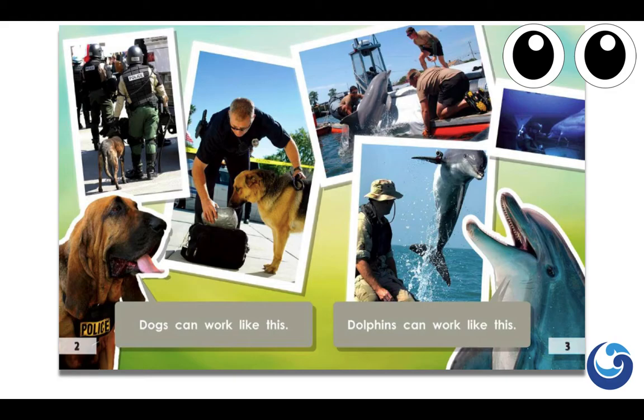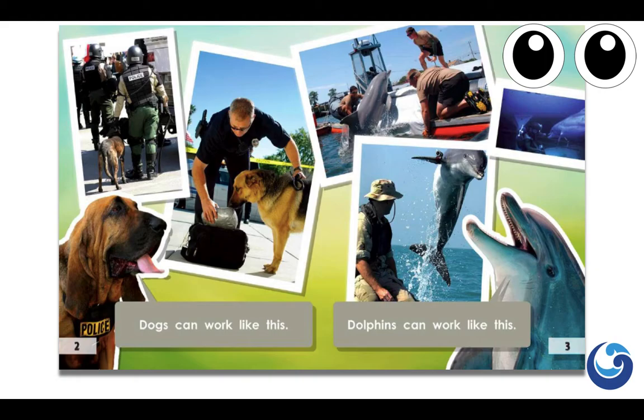If I was going to read this text, I would get my good reading finger, and I would slide it from the left to the right as I read, like this. Dogs can work like this. Dolphins can work like this. See? I started from one side, and I moved to the next. I started from the left, and then I moved to the right.